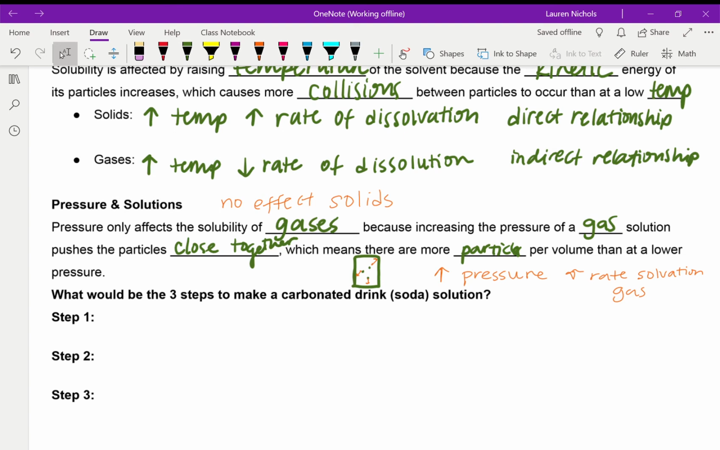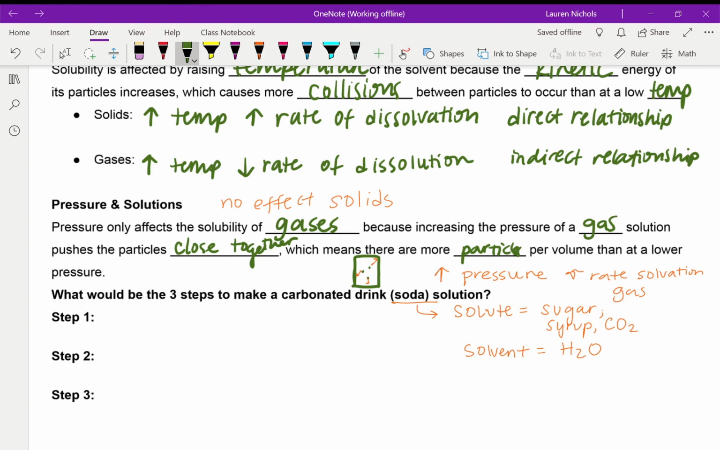Now, both temperature and pressure play an effect when we're making a soda. Remember, a soda is a solution, where our solute would be the sugar, the syrup flavoring, and the carbon dioxide bubbles, and our solvent would be the water that it's all being dissolved in. If you do the steps out of order, then you are going to change what happens. The soda has to be made in a particular order.